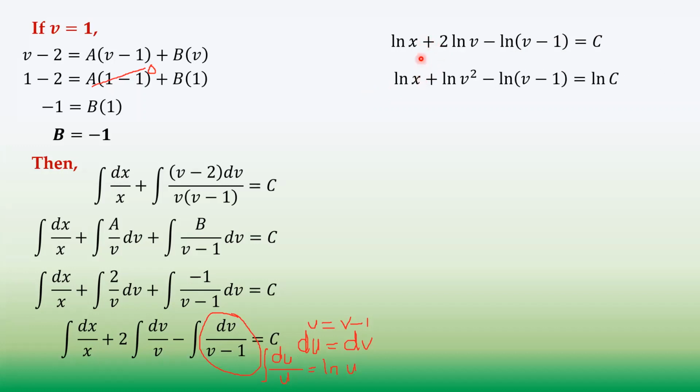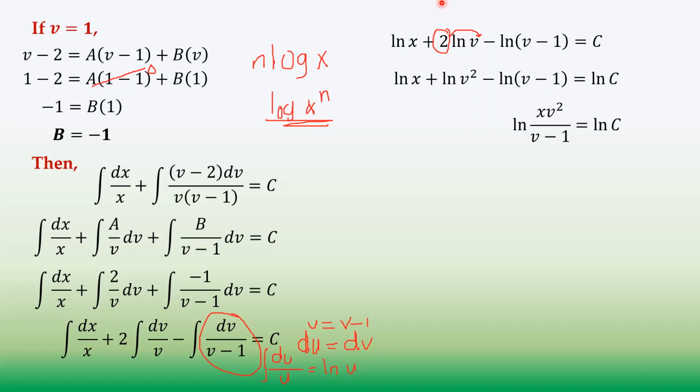Then we have ln x. Again, another property of logarithm. Itong 2, pwede mo yung gawing exponent ng b. Diba? Ito yung n logarithm of x. So magkakaroon ka ng logarithm of x raised to n. So yun yung property ng logarithm. In-apply doon. Kaya meron tayong ln x plus ln of b squared na nangyari. Okay. Minus ln of b minus 1 equals ln c, kasi lahat sila naka-ln, gaya ng ating mga examples sa separation of variables. Okay.